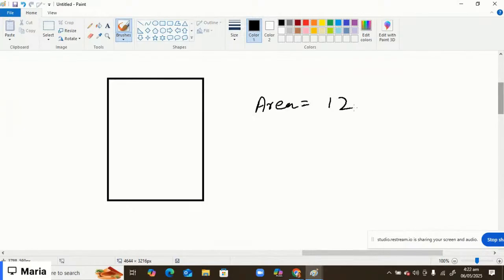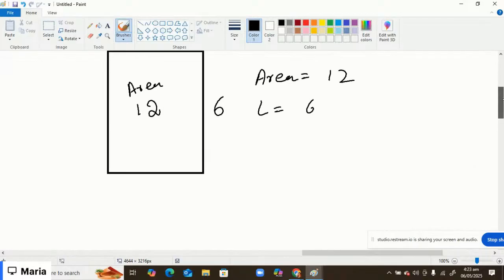Let's suppose area is 12, and here the side length is given, which is 6. This area is given, that is 12 centimeter. Okay, this one is area. Now we find this side length. Area is given and length is given. So how can we find it out? We just divide. Okay, what we do, we are going to divide. So how can we divide? We divide 12 over the 6.